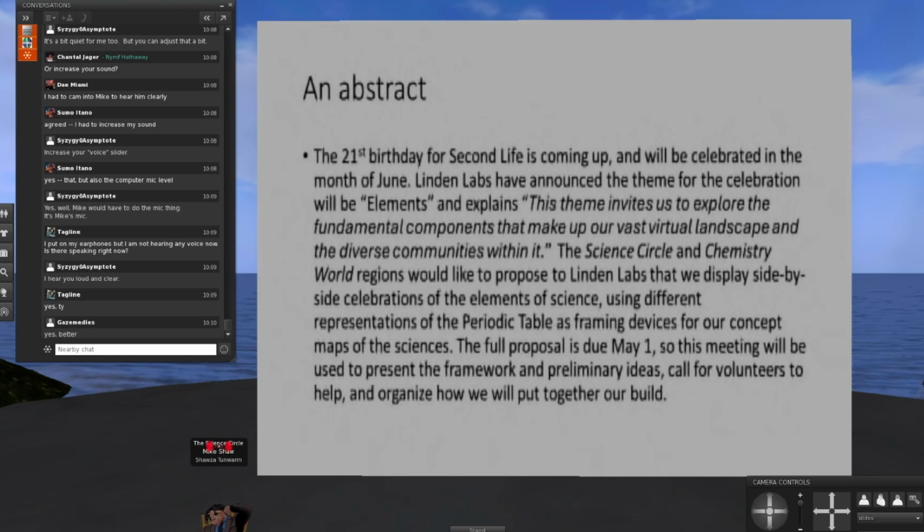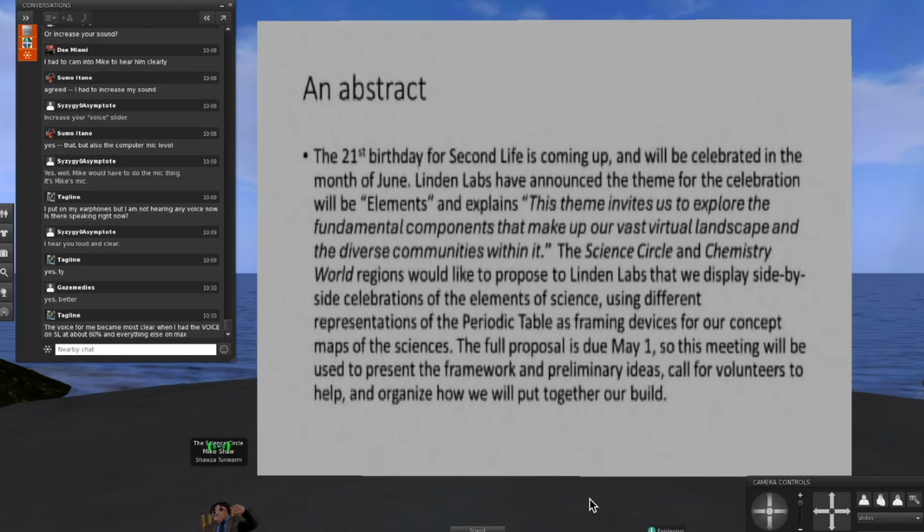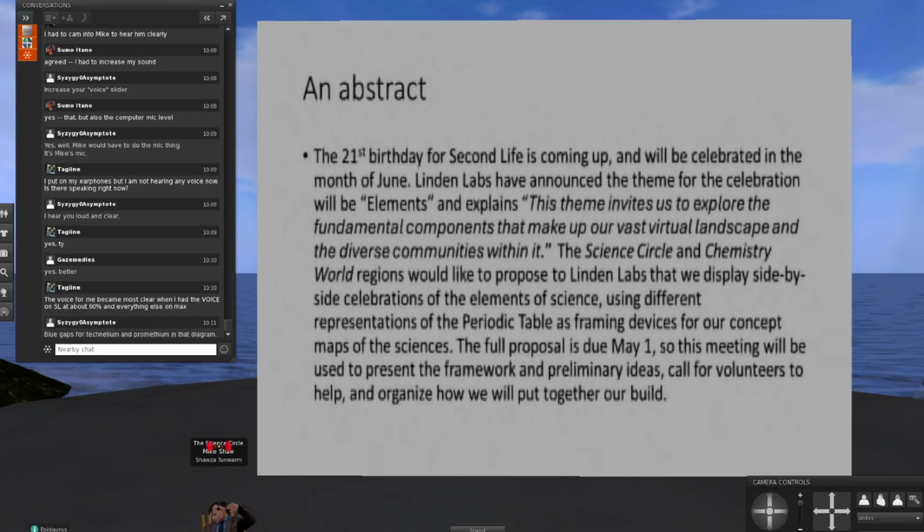I submitted an abstract to Chantal for this. As I explained a few minutes ago, the 21st birthday for Second Life is coming up. Their celebration, Linden Labs, is going to have the theme of elements. They say this theme invites us to explore the fundamental components that make up our vast virtual landscape and the diverse communities within it. As scientists, elements mean a lot to us. For chemists, of course, elements mean the periodic table, but there are a lot of elements to science already.